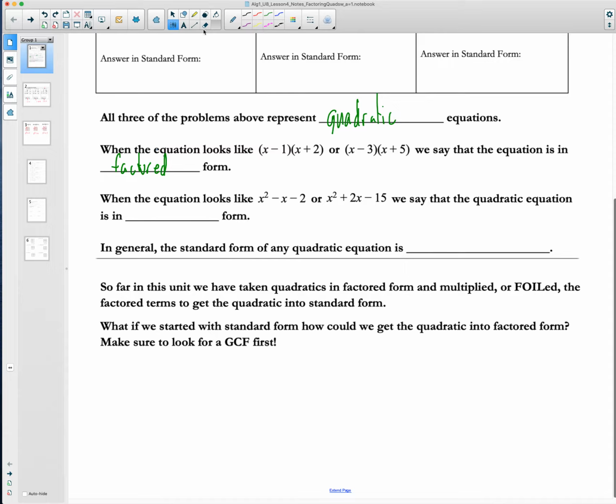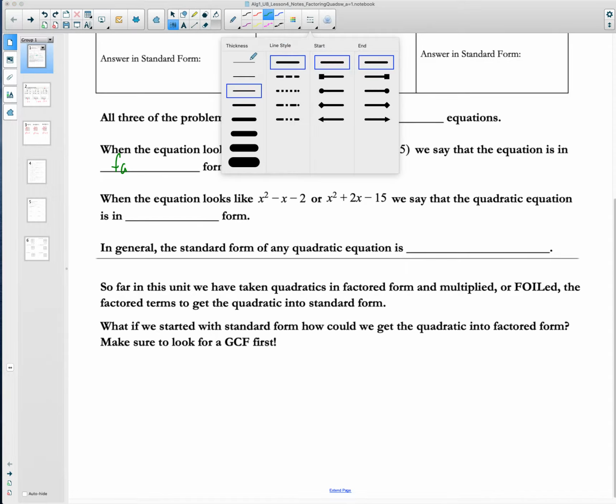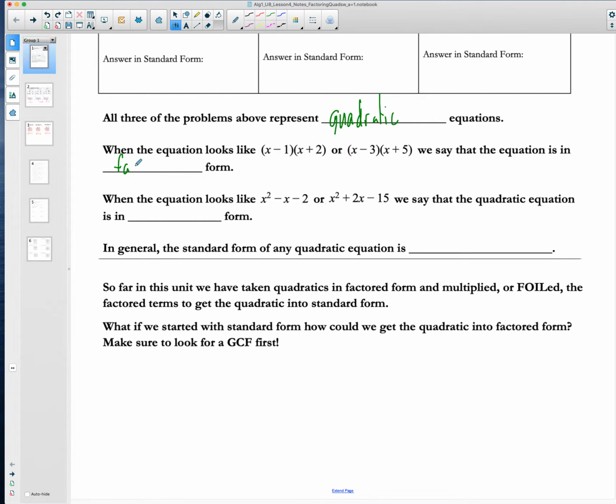Let me try to write that a little bit more clearly for you here. I think the recording software really slows down my tablet. I apologize for that. So let me go back here and do that. We call this factored form. And then we talked about this already, that this is in standard form.